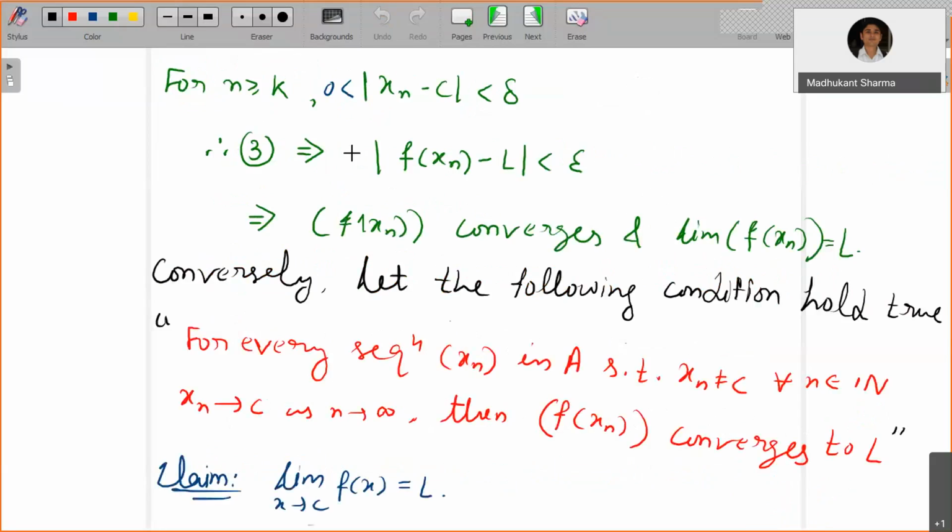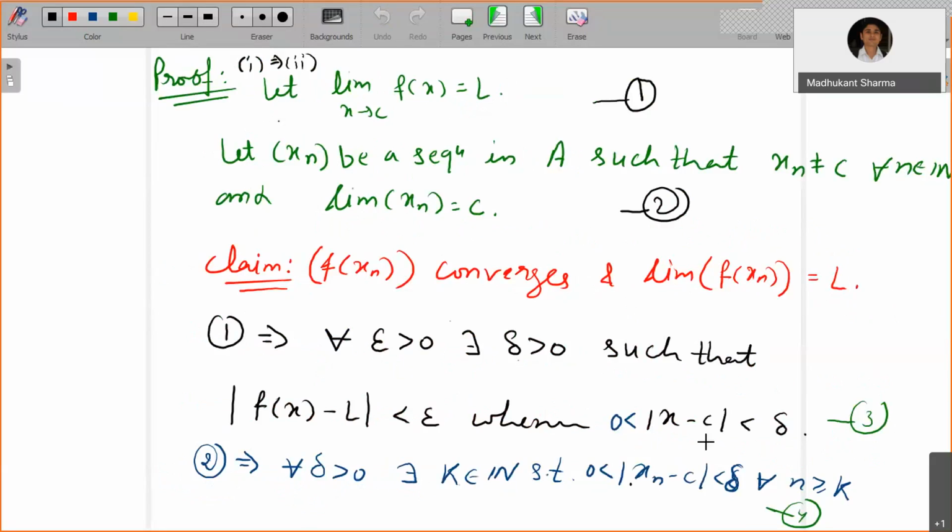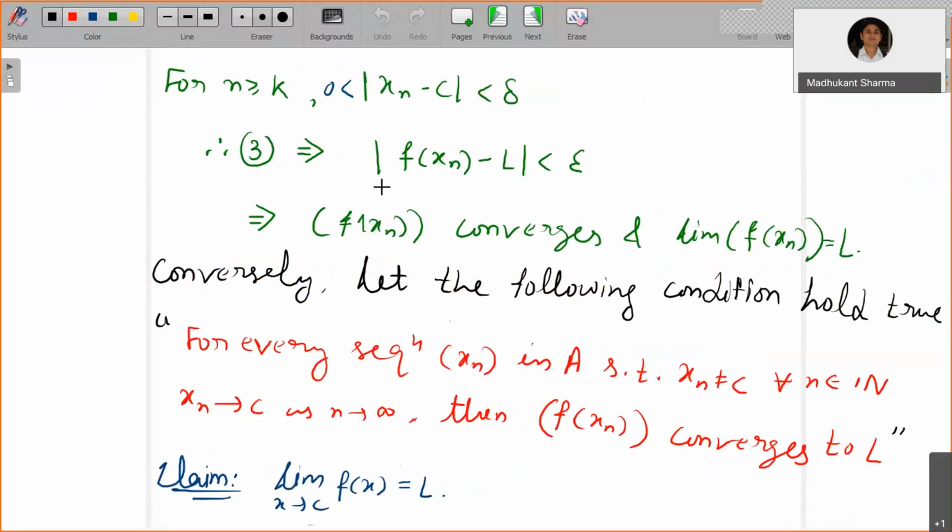Therefore, 3 implies what? Whenever 0 is less than mod xn minus c less than delta, then mod of f of x minus L is less than epsilon. So that implies mod of f of xn minus L is less than epsilon, because xn satisfies this condition. This is true for all n greater than or equal to k. It means that for a given epsilon, you are identifying a stage where f of xn is getting closer towards L. That means f of xn converges and the limit of f of xn is L. So, one way is true.